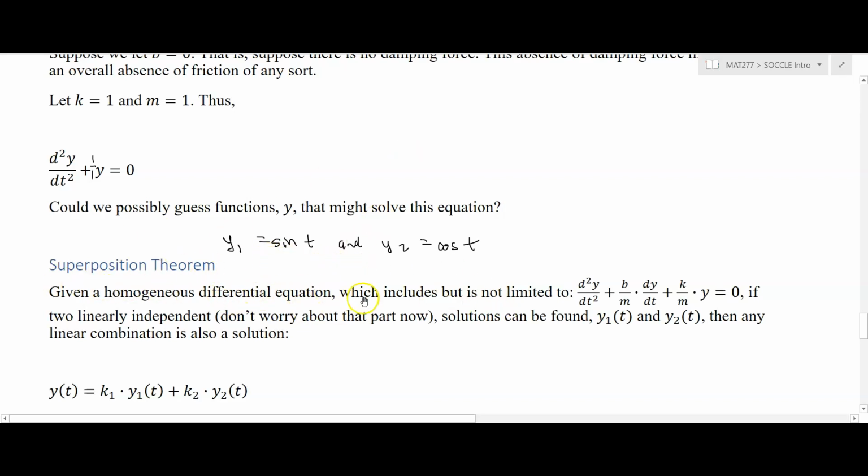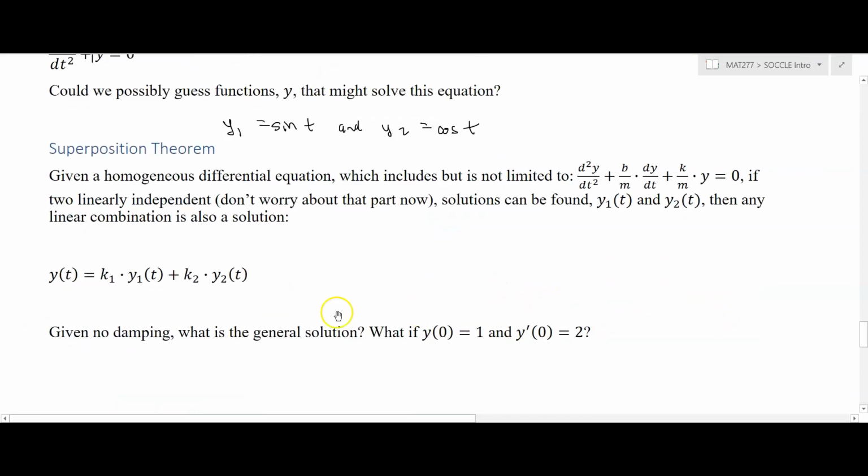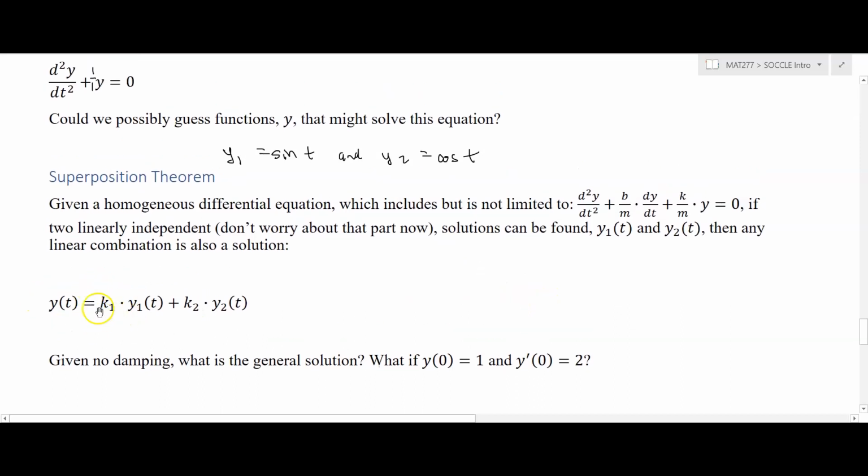So given a homogeneous differential equation, which includes but is not limited to the spring mass system, if two linearly independent solutions can be found, right now don't worry about what that means, linearly independent means that they're not just multiples of one another. So cosine and sine are two entirely different functions. So if you can find two solutions, y1 and y2, then any linear combination is also a solution. y of t equals some multiple of y1 plus some multiple of y2. We have two arbitrary constants.